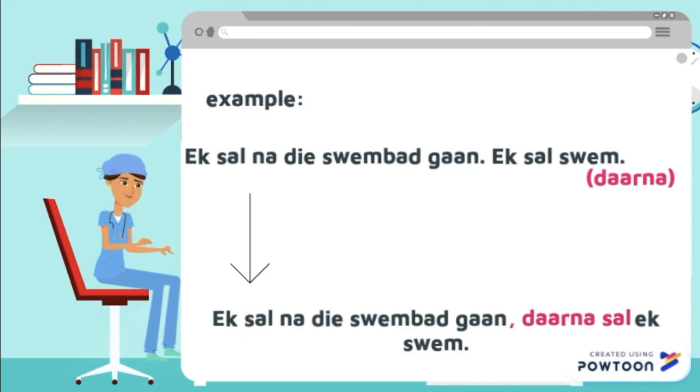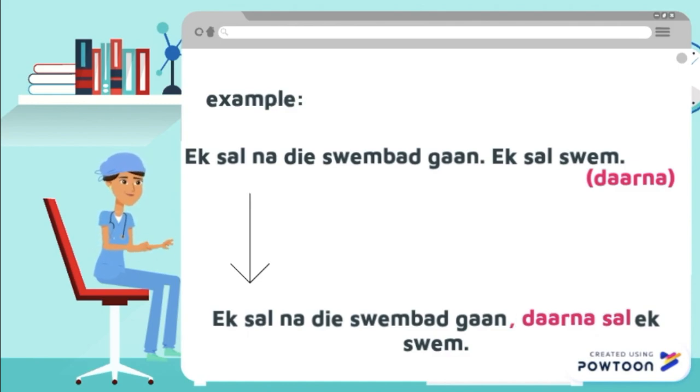So therefore, we bring the sal to the position after the voegwoord and add a semicolon where there used to be a full stop. Unfortunately, there isn't a semicolon in this example, but there's supposed to be. The rest of the sentence stays the same, so it reads, ek sal na die swembad gaan; daarna sal ek swem. So to summarize, the sentence structure for groep 2 is sentence 1, sometimes a semicolon, the voegwoord, the verb from sentence 2, and then the rest of the second sentence. Great, now we understand groep 2.